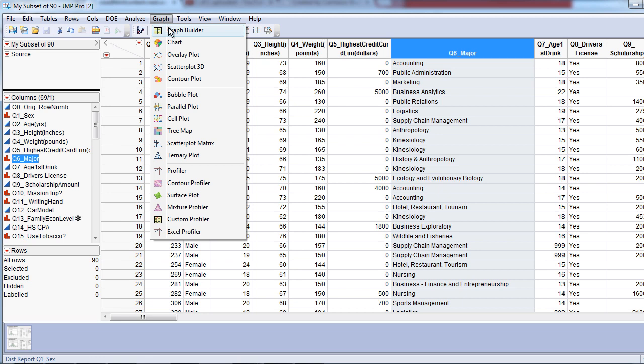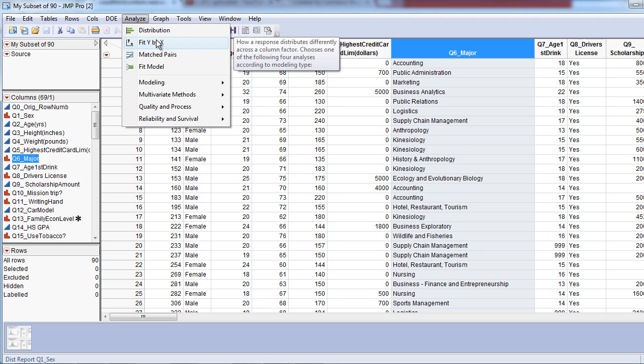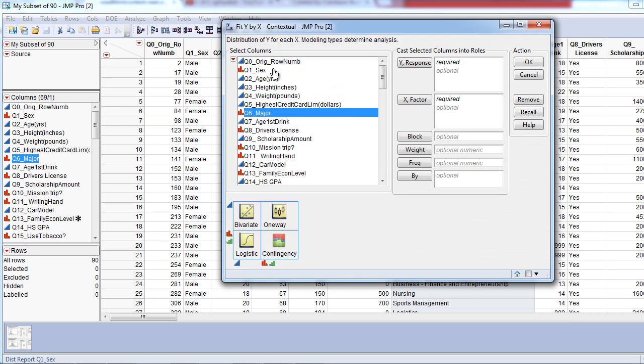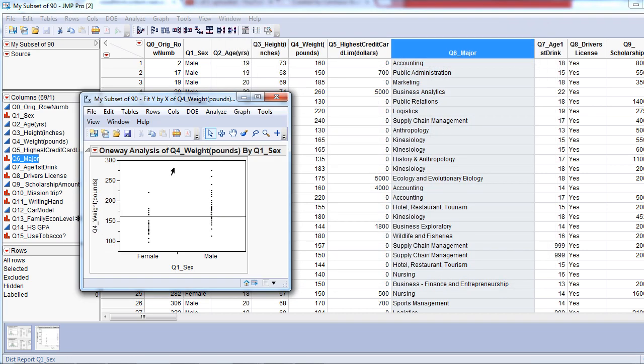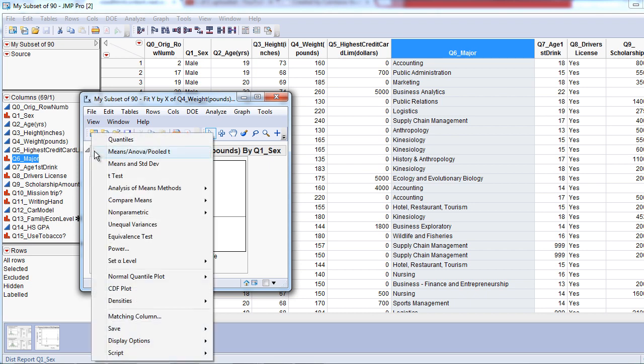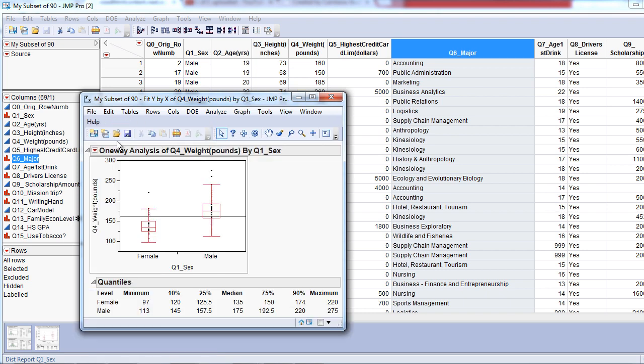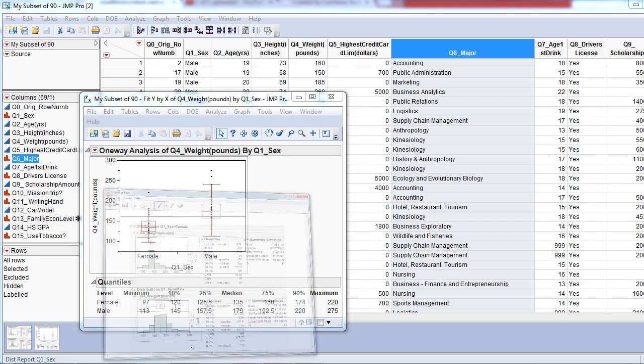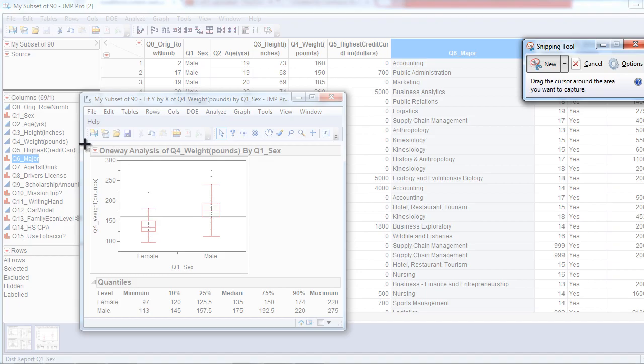So go over here to Graph and go to Graph Builder. We're going to do it a different way today. Let's go here to Fit Y by X. I am going to put in my variables that I'm using, and let's put in sex, and let's put in weight right here. So these are the variables that I'm using, not the ones that you're using. So now we have our output, and to get side-by-side box plots, I'm simply going to go here and do Quantiles. Side-by-side box plots, magically.